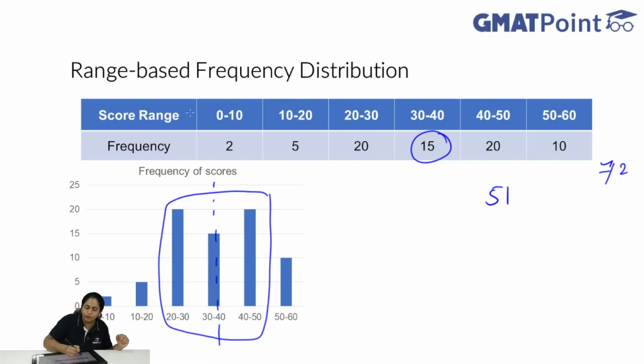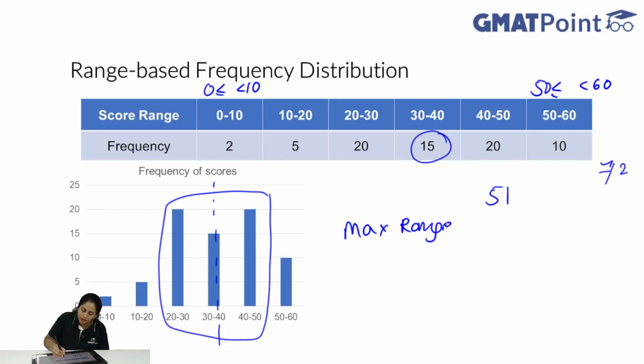So if it is 0 to less than 10, and this is say 50 to less than 60, if these are the ranges of values, for example, what is the max range that is possible? The max range that is possible is when one of these two gets 0. So the lowest possible value is 0. And since this is less than 60, the highest possible value is 59. Nobody got a perfect score, say. So 59 minus 0, the max range would be 59.